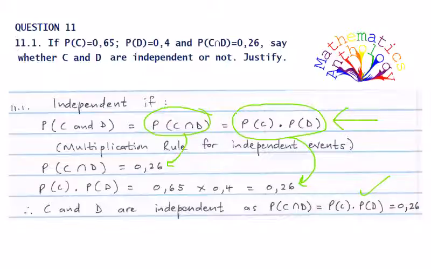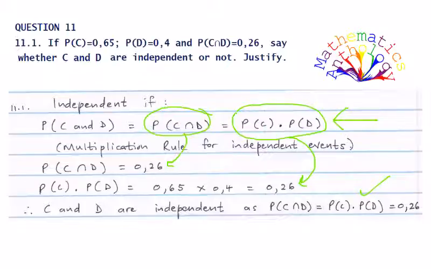probability of C and D, which is equal to the probability of C intersecting D, which is equal to the probability of C times the probability of D. And if this is true, then the events are independent. So let's check with these values here.